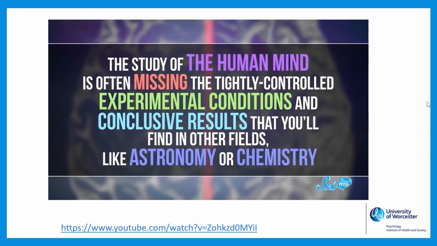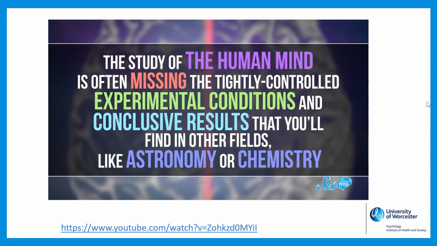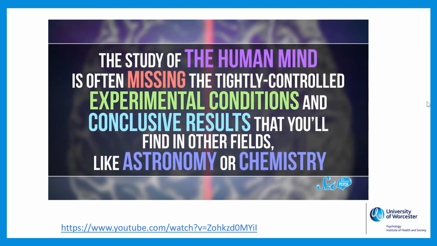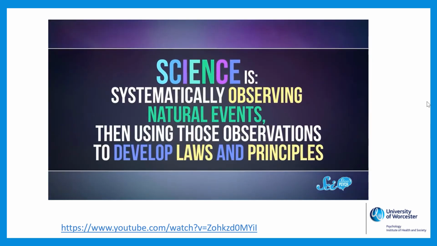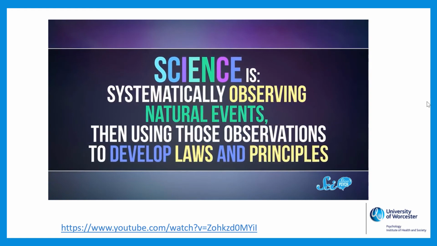You can sort of see why people might think psychology doesn't count as a science. The study of the human mind is often missing the tightly controlled experimental conditions and conclusive results that you'll find in other fields like astronomy or chemistry. And yeah, psychology research can be tricky because brains are complicated, but it's still a science. Now, defining science is surprisingly hard because there's no standard definition everyone agrees on. But most people would probably agree with this. Science is systematically observing natural events, then using those observations to develop laws and principles.